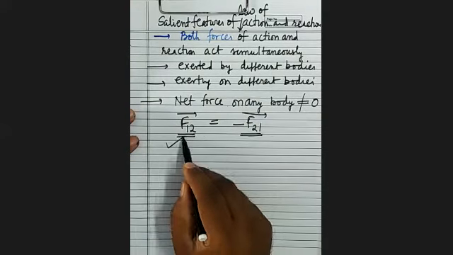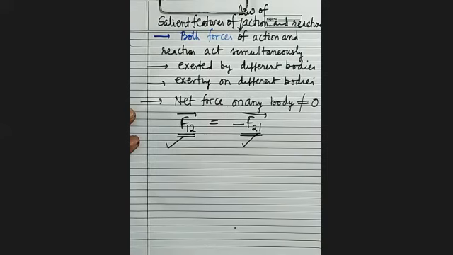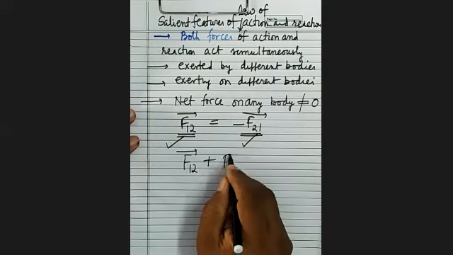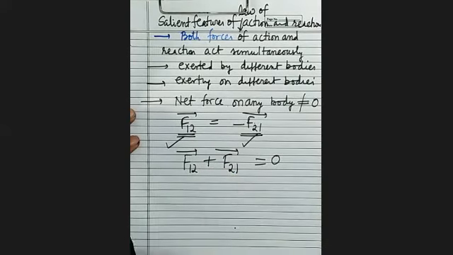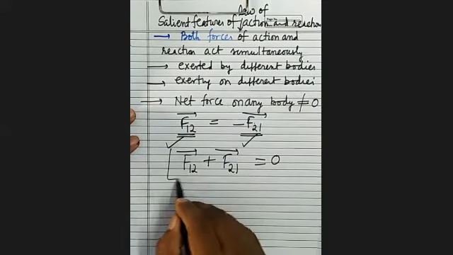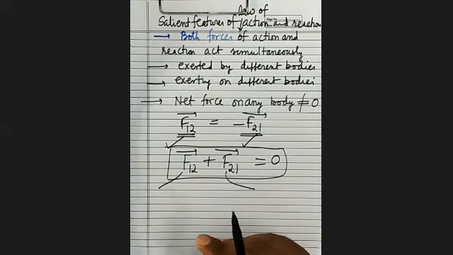On which body is this acting? On 1. On which is this acting? On 2. Did you understand? This thing is definitely 0. If you bring it to this side, it will become 0. But it does not mean that the net force on any body is 0, because these forces are acting on different bodies. Is this point clear or not?